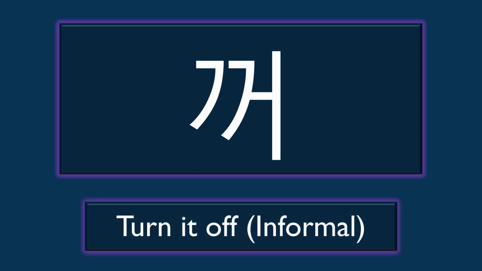Or ka. One more time. Ka, ka, ka. But it's more likely read as ka. To pronounce it correctly, pull your jaw as you speak. Let's take a look at this word. This is read as ka, which means turn it off in an informal way. For example, turn off the lights or turn off the TV. One more time. Ka, ka, ka.